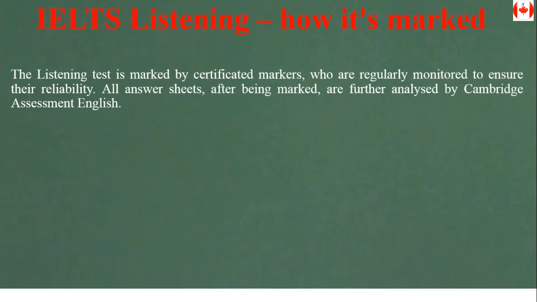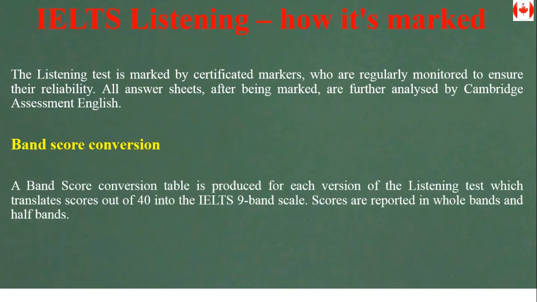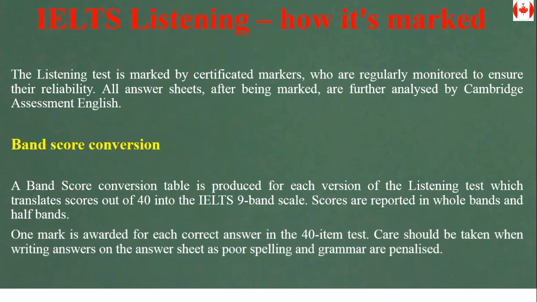Now we're going to see how the IELTS listening is marked, how we mark this part of the test. The listening test is marked by certified markers who are regularly monitored to ensure their reliability. All answer sheets after being marked are further analyzed by Cambridge Assessment English. The band score conversion. So when you answer, the maximum score of this part is 40, which is transferred to the IELTS 9 band scale. Scores are reported in a whole band or a half band. It depends on your grammar and your spelling.